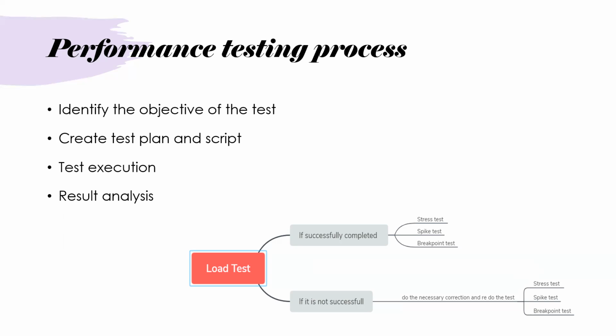Then once you identify the objective and the scenarios, you can create a test plan and a script with the selected tool. Then you can do a test execution, then you can do an analysis. With the analysis you will get results on bottlenecks or improvement areas. And also, if your application is performing as expected, you can get an idea of that too.